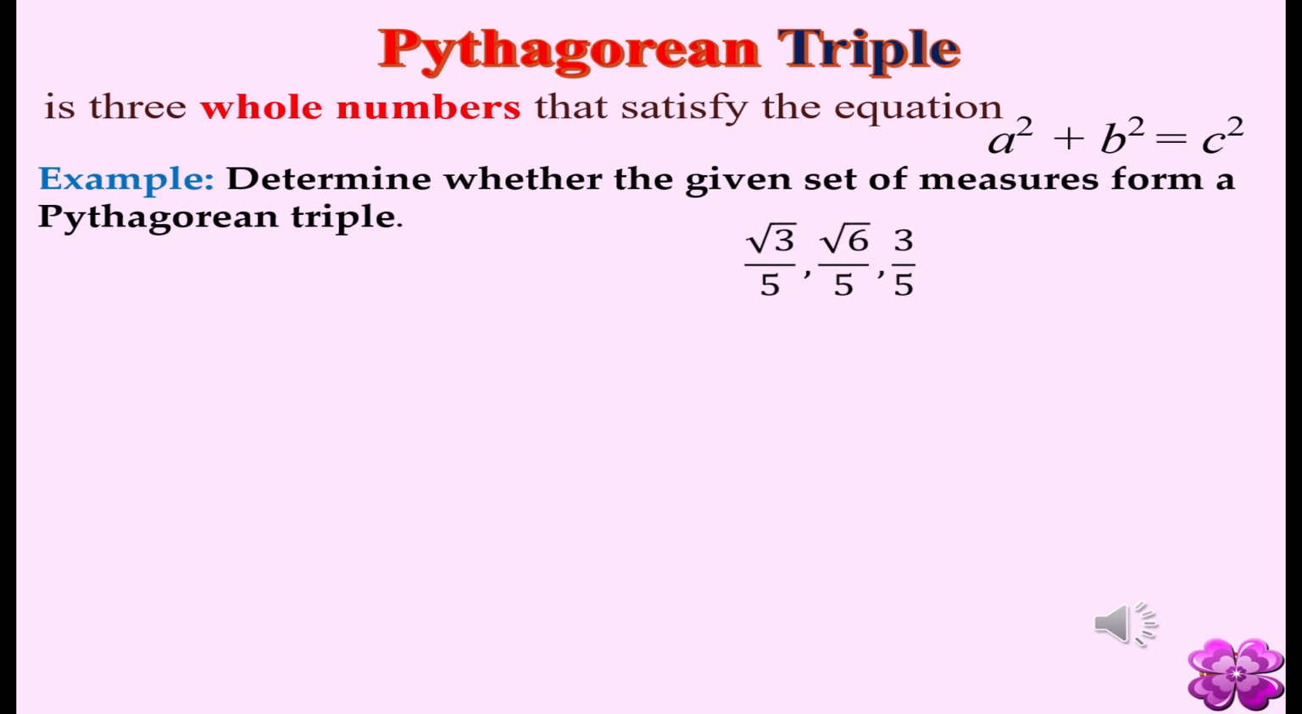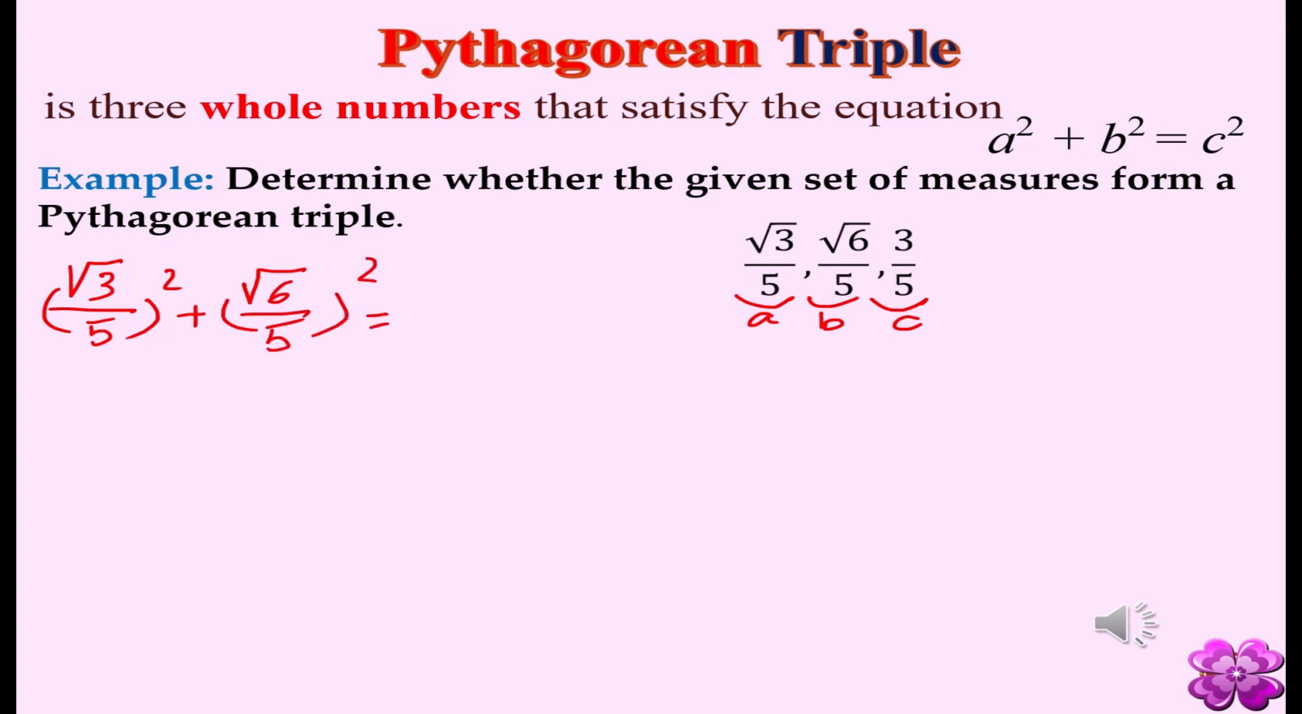Okay, first step, let's substitute those values in our equation. Pay attention that these three numbers are already ordered based on A, B, and C. So let's plug them in the formula. It would be root 3 over 5 squared plus root 6 over 5 squared, which is B, and the last is 3 over 5 squared, which is C. Use a calculator or any method, find the values.